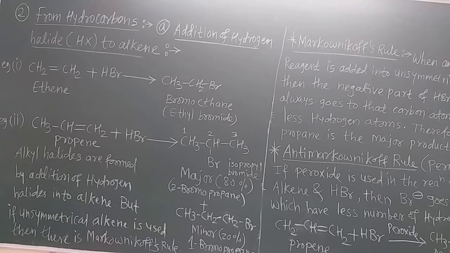Now we know that if there is a symmetrical alkene, then no problem on which carbon the negative part, the halide part, gets added and on which carbon the hydrogen gets added. But if we use an unsymmetrical alkene, that of propene, then we know the Markovnikov rule. We learned that in the 11th science. What is the Markovnikov rule? In Markovnikov rule, the negative part always goes to that carbon which has less number of hydrogen.